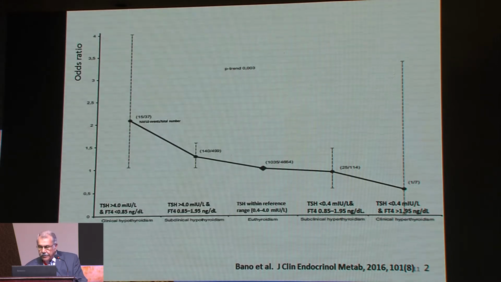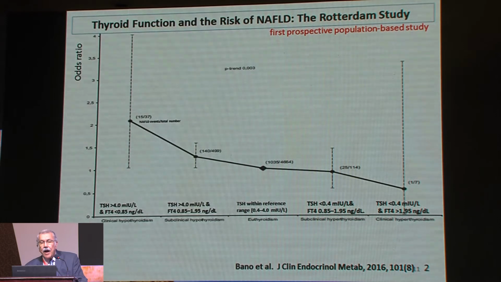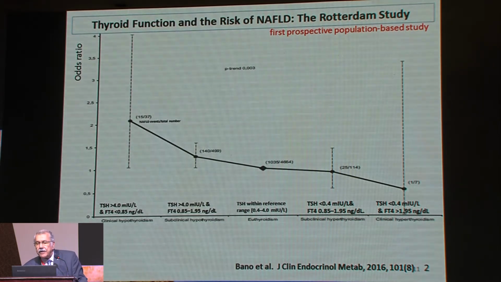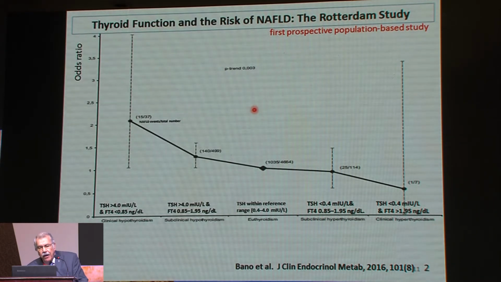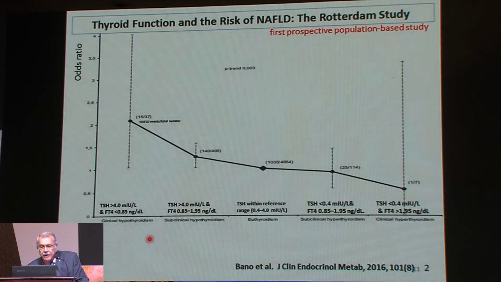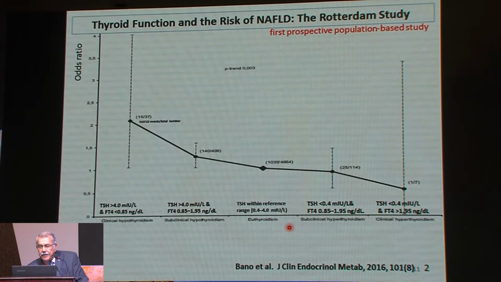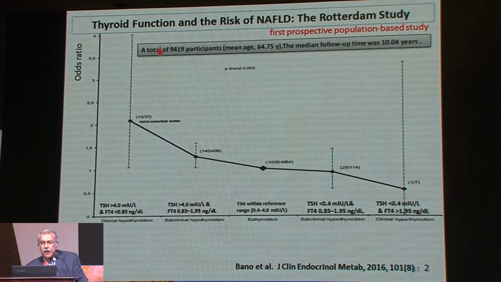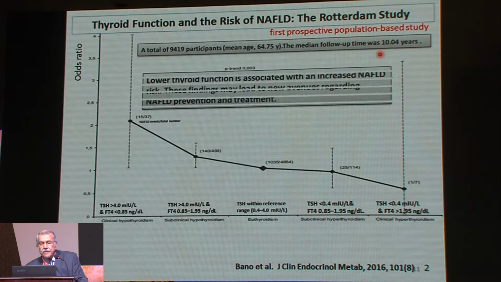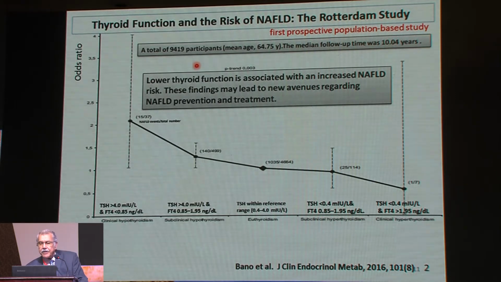Now we have an interesting study published in 2016 about the thyroid function and the risk of NAFLD, the Rotterdam study. This was the first prospective population-based study classifying the patients according to the thyroid hormones into overt hypothyroidism, subclinical hypothyroidism, euthyroidism, subclinical hyperthyroidism, and clinical hyperthyroidism. The study included about 10,000 patients followed for about 10 years. The study showed lower thyroid function is associated with increased NAFLD risk. This finding may lead to new evidence regarding NAFLD prevention and treatment.